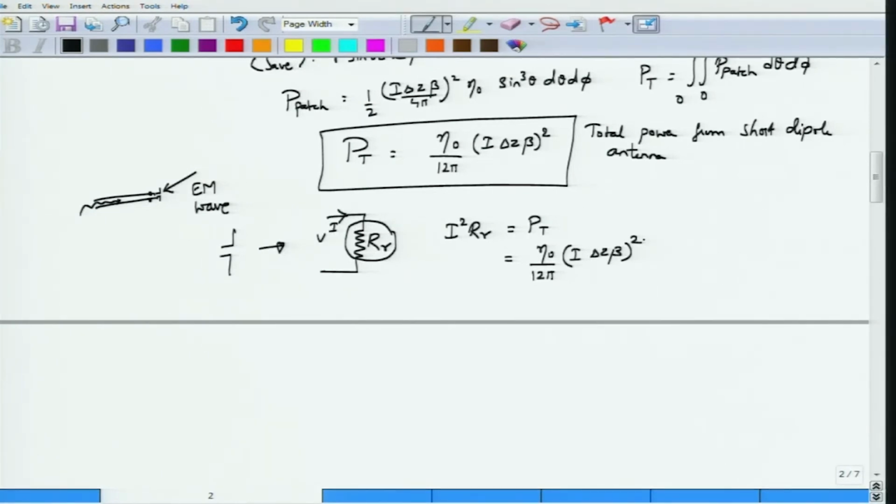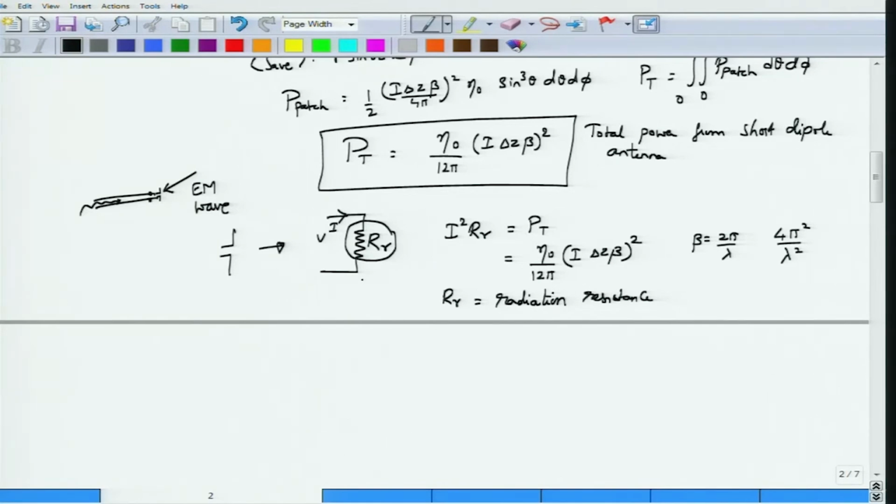In fact, you can expand this and show that I square will cancel on both sides, and then delta z is there. Beta can be expressed in terms of lambda. So, beta is 2 pi by lambda, so beta square will be 4 pi square by lambda square. So, you can show that RR, the radiation resistance, this is called as radiation resistance, and this is the equivalent resistance of an antenna.